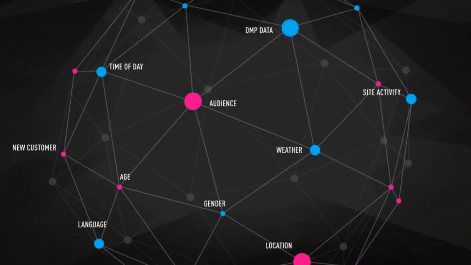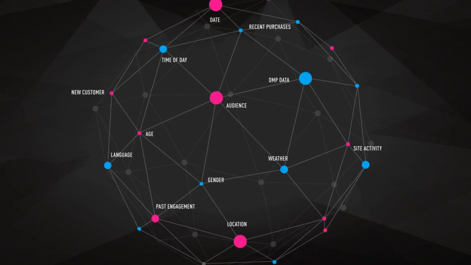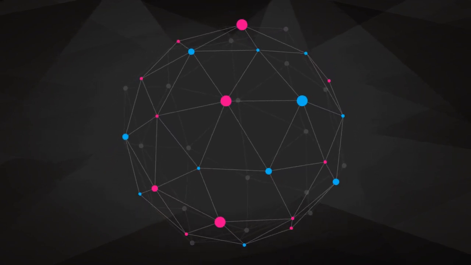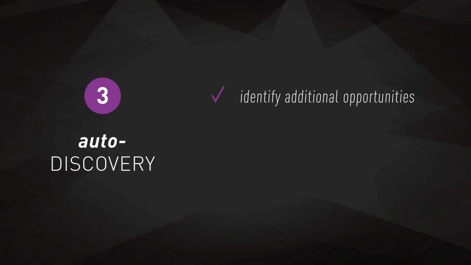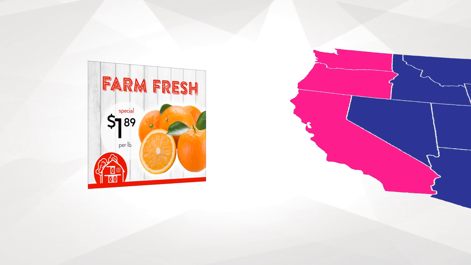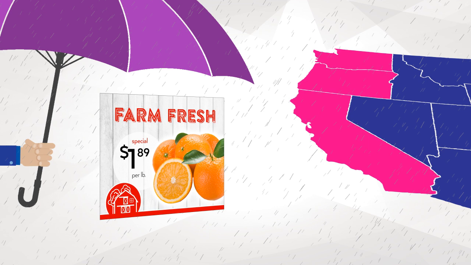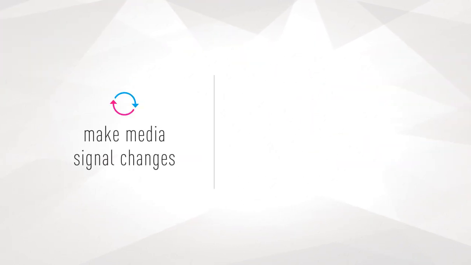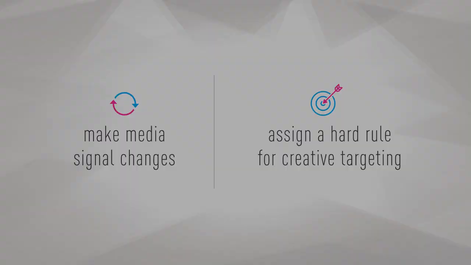Spongecell's powerful decision engine and auto optimization can take insights and decisioning to yet another level by harnessing all the data we know about the brand and consumer to run auto discovery. Auto discovery can identify additional opportunities for optimization outside of the original preconceived hard rules and suggestions. Our solution can identify that West Coast consumers are more likely to purchase oranges when it's raining. The advertiser can choose to make media signal changes, or we can assign this as a hard rule for creative targeting. Let's see all this in action.